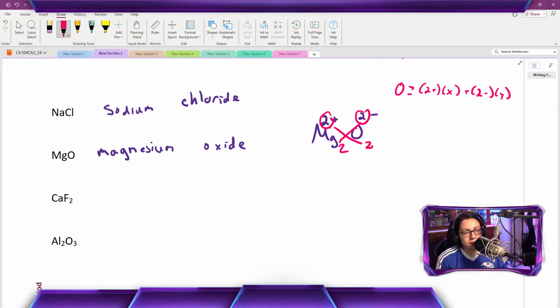However, in this case, and this is why I showed it now, we have a 2 to 2. Well, we want the simplest and smallest whole number ratio. So if you were to get Mg2O2, you simplify it back down to just MgO, which is what we started with.